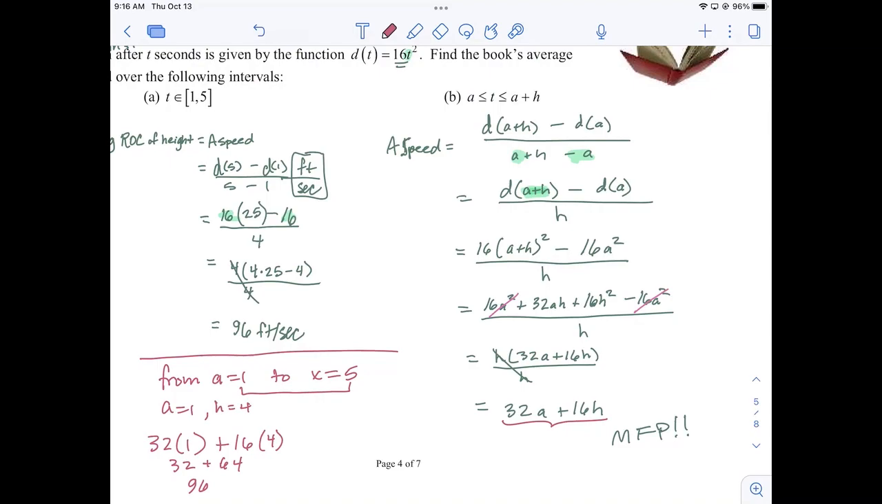We have a formula. That's exactly what we just did. We just created ourselves a formula. If we want to know the average speed of that book, all we need to know is what time and what time interval you want to elapse. So from 2 seconds, let's let 3 seconds elapse. That would be a equals 2 and h equals 3. And you just plug it into 32a plus 16h and boom, you got it. Isn't it fun to create formulas?